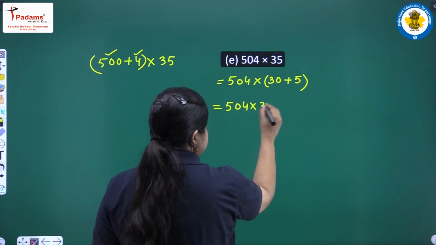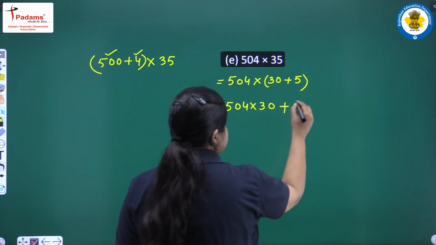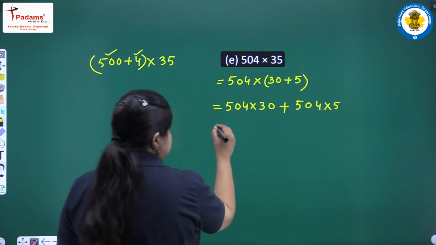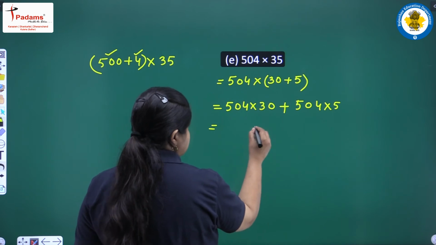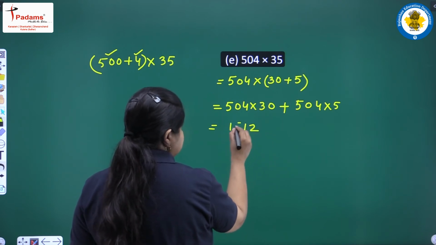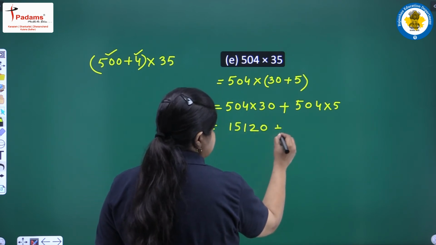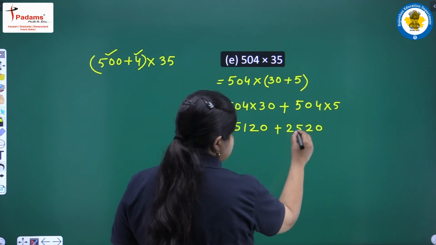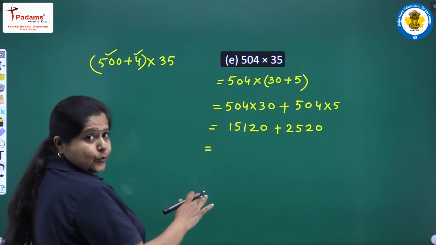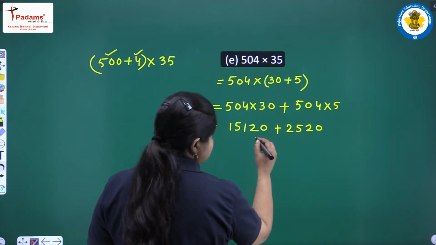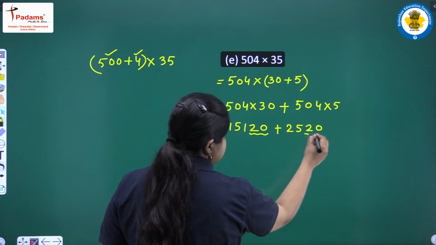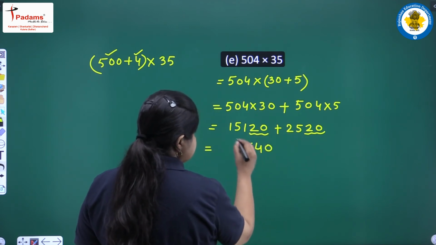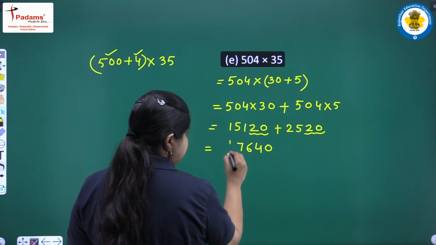504 into 30 by distributive property and 504 into 5. Now 3 4s are 12, 3 5s are 15 and 1 0 at the end. Here 5 4s are 20 and 5 5s are 25. We get the two results. Add the two, you will get 20 and 20 at the back. It will be 40, 5 and 1 it will be 6, 5 and 2 it will be 7 and 1.